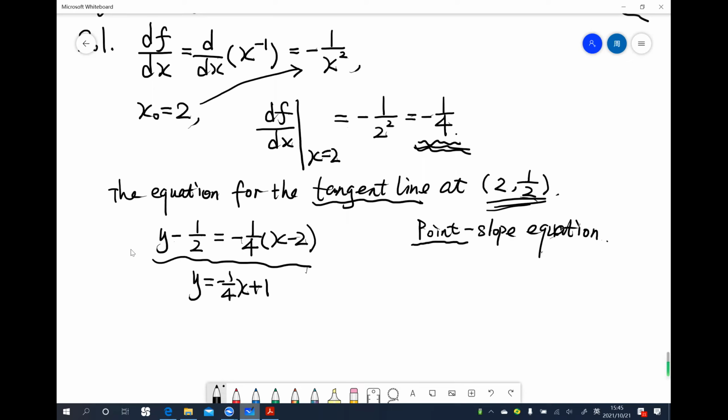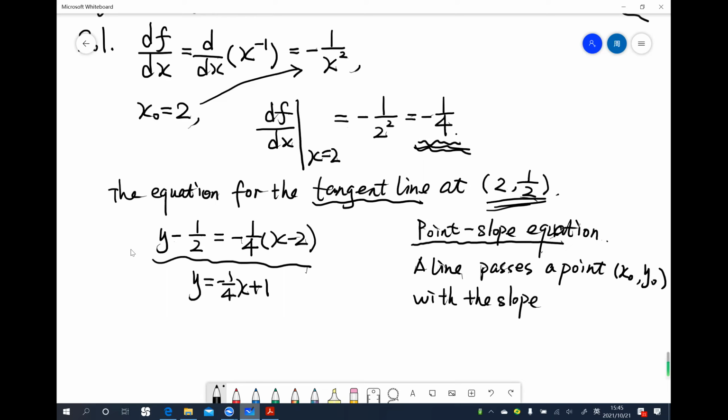Here, the point slope equation means if we know a line that passes a point, maybe this point, that is x0, y0, and we know the slope. Here I use the variable k.